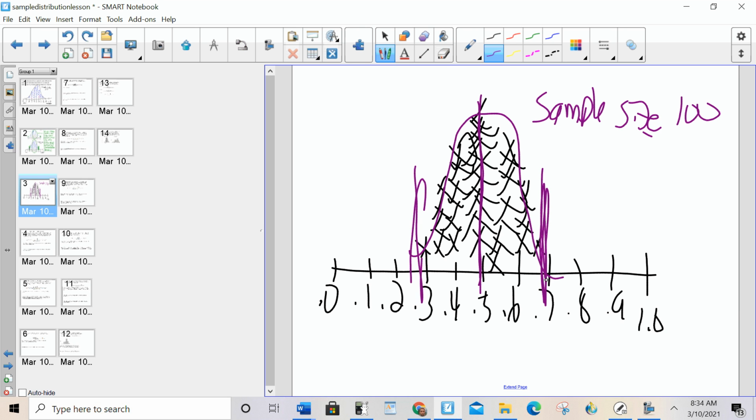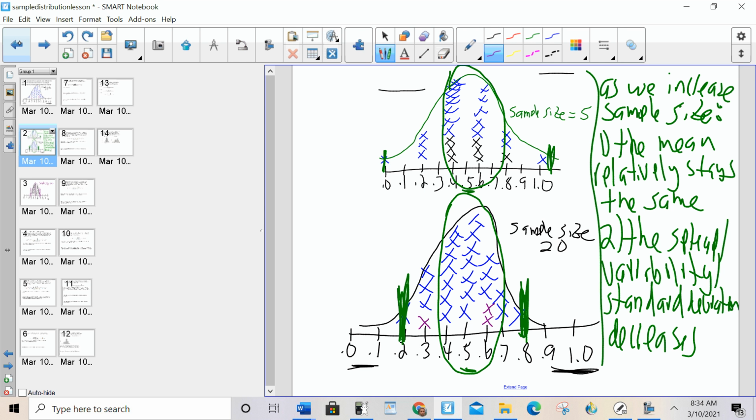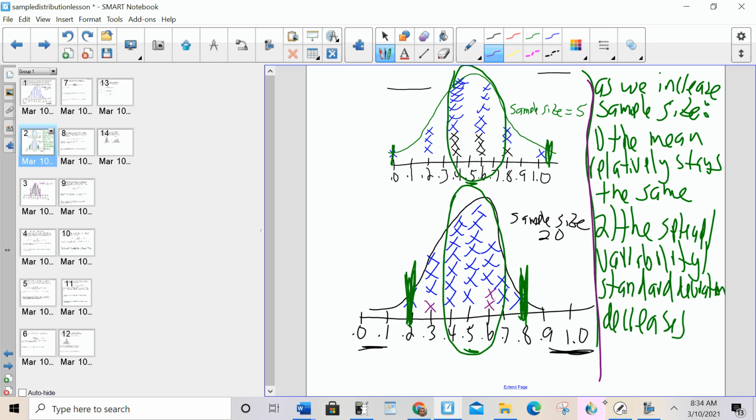So what you should get from everything that we just did is, as we increase sample size, the mean relatively stays the same. The spread, or variability, or standard deviation, they all kind of mean the same thing, will decrease. All the data will get closer to the mean. You're not going to have these 1.0s and 0.0s, because if I flip the coin 5 times, there's a 1 out of 32 chance I'm going to get 0.0.